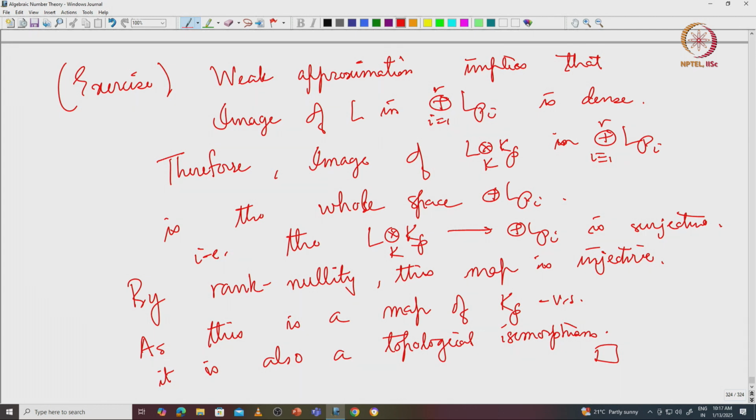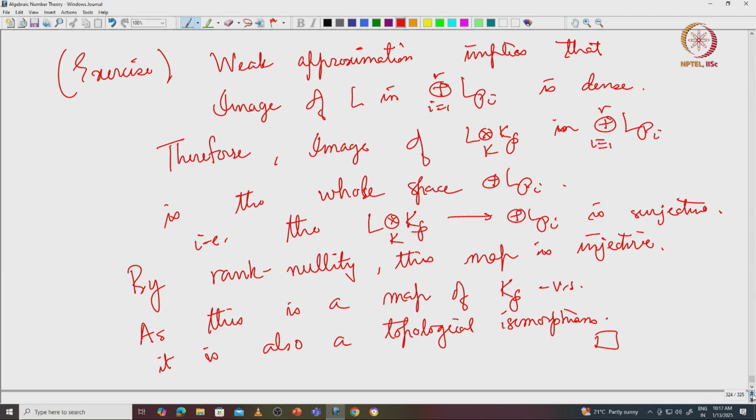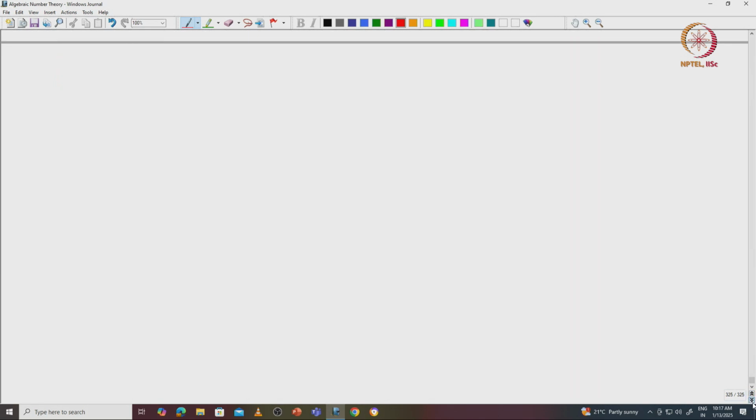So, that is a very nice thing. You get that L tensored with K_p is just the completion of L at all those primes. That is a very nice relationship we have. Okay. So, how do we use this? Let us see kind of halfway through what we want to do.